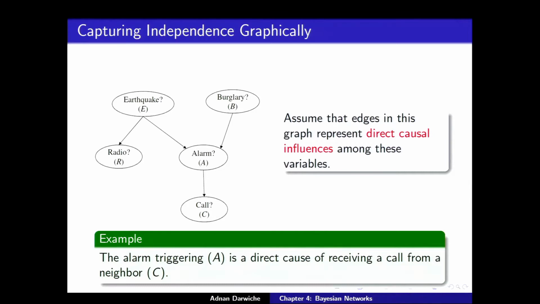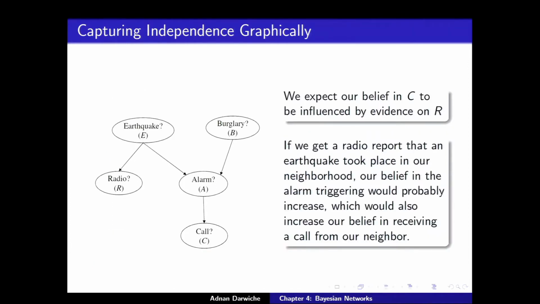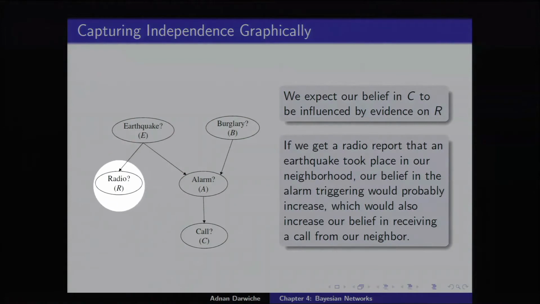But let's start with reading a DAG structure like this as a set of independence constraints. Here's an example. The basic idea is to see that if you do agree with the causal perceptions that are communicated by this DAG, then you tend to also agree with certain independence statements. For example, in this particular case, if you see causality this way, and you do get a report that there was an earthquake, then that would likely change your belief on whether you're going to receive a call from your neighbor or not.